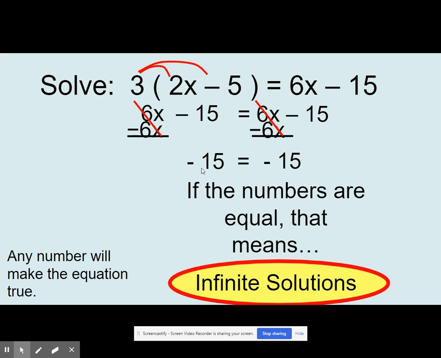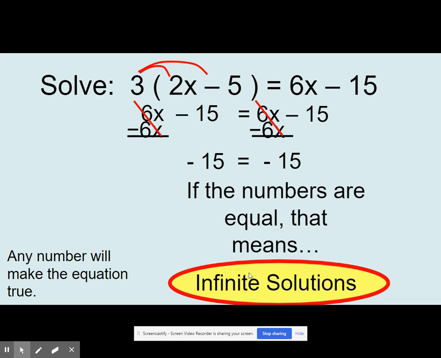So you would write down negative 15 equals negative 15, and then make sure you write infinite solutions. If you forget to write the infinite solutions, then you will get this problem counted incorrect. So you got to make sure you write that down.